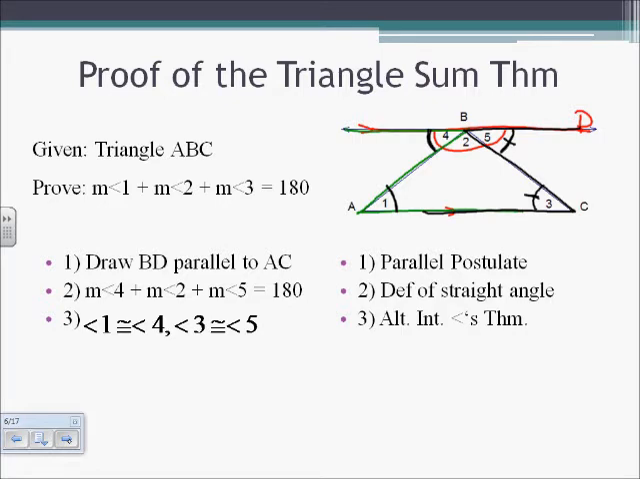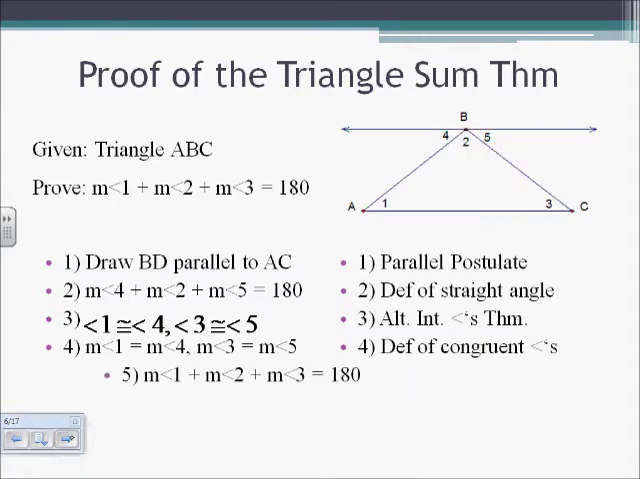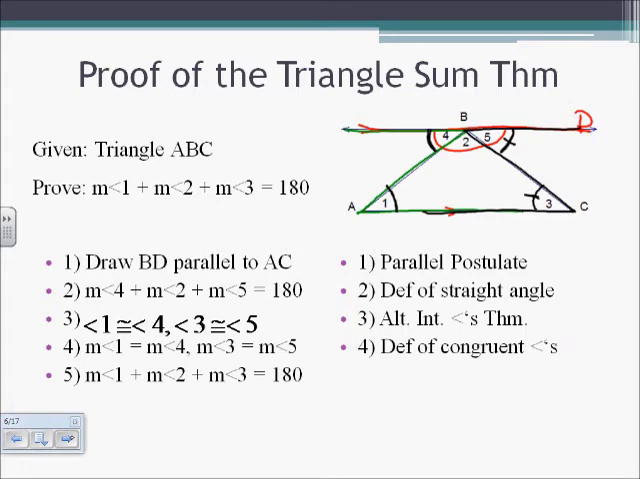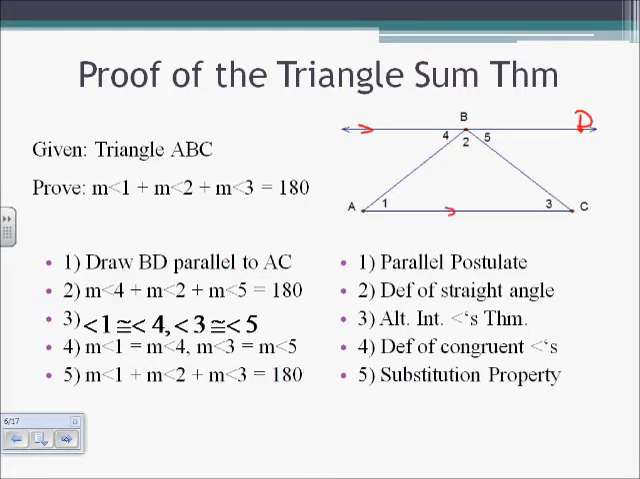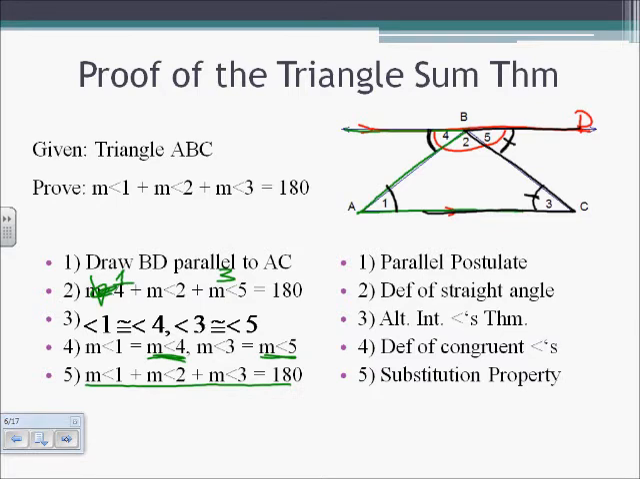Now that we've stated that 3 and 5 and 1 and 4 are congruent, we know that they're equal to each other. So therefore, the measure of angle 1 equals the measure of angle 4, and the measure of angle 3 equals the measure of angle 5, and that's just because of the definition of congruent angles. With that being said, I have no problem then substituting in 1 for 4, right? Angle 4 here, go ahead and make this a 1, and angle 5, go ahead and make that angle 3 for my final statement here. And the reason, substitution property of equality.